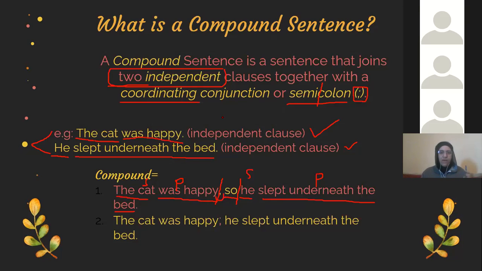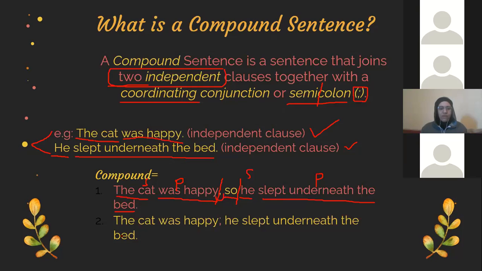Okay, Lana. Can you read the second example? The cat was happy. He slept underneath the bed. What did we add between the two sentences here? We added the semicolon. You see, it's a comma with a dot over it. This is the semicolon. Okay. So the cat was happy. He slept underneath the bed. I added a semicolon.